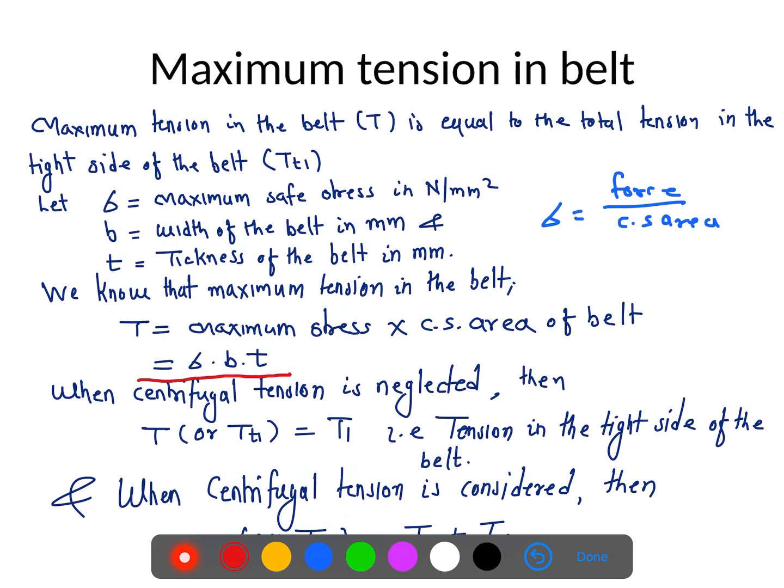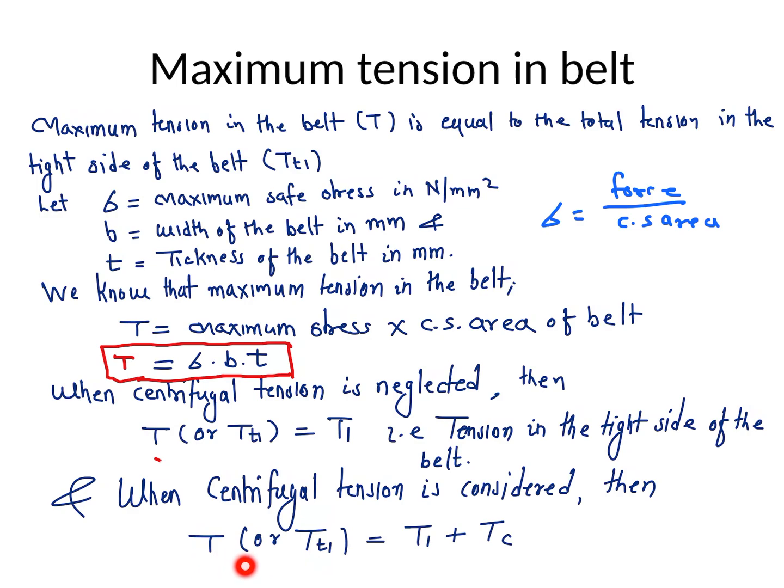Sigma into cross sectional area is the width into thickness of the belt, and this we can call as T is equal to sigma into B into T. When the centrifugal tension is neglected, then total tension is equal to T1, the tension in the tight side of the belt. And when the centrifugal tension is considered, then total tension Tt1 is equal to T1 plus Tc.